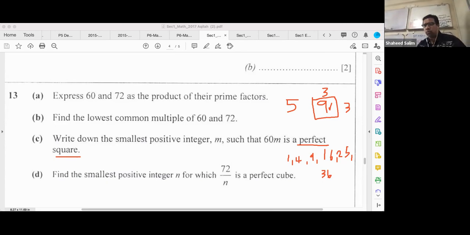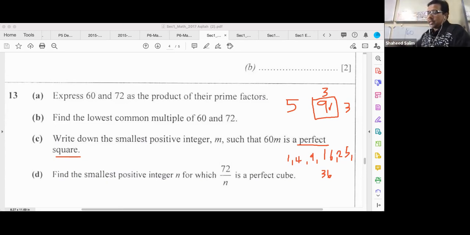I'm going to show you how to do this. Based on your prime factorization, we can find out what is a perfect square. So now let us see this. You have the number 60, right? 60 is not a perfect square, right? So when you do your prime factorization, you get this as an answer: 2 to the power 2 times 3 times 5.